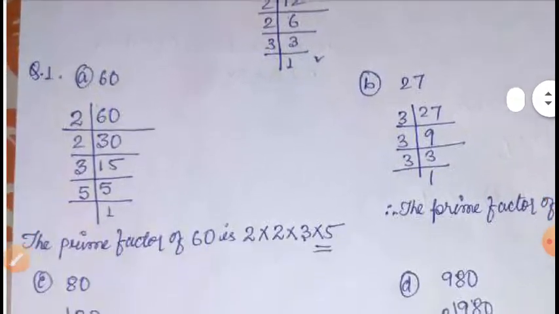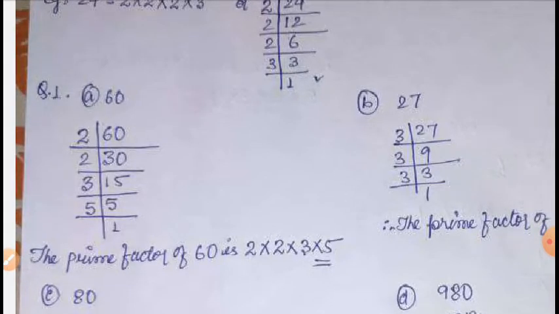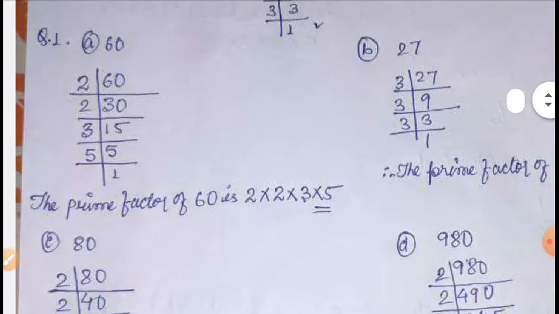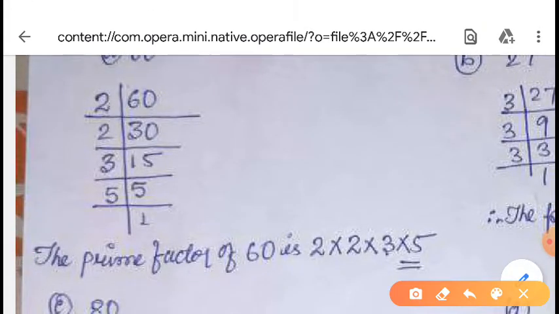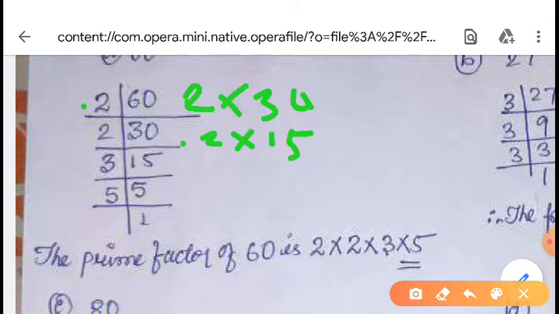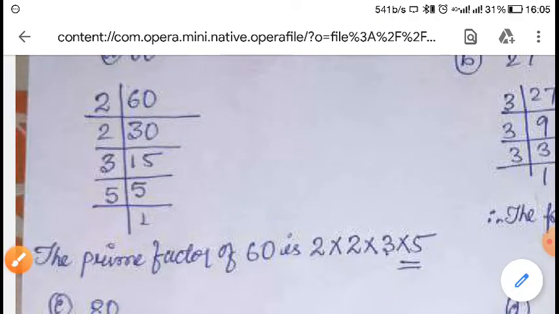In exercise 4.7, question number 1 is: find the prime factorization of the following numbers. Number A is 60. Here 2 into 30 is 60. For 30 we can write 2 into 15. For 15 we can write 3 into 5, and for 5 we write 5 into 1. In this way we will find the prime factorization.